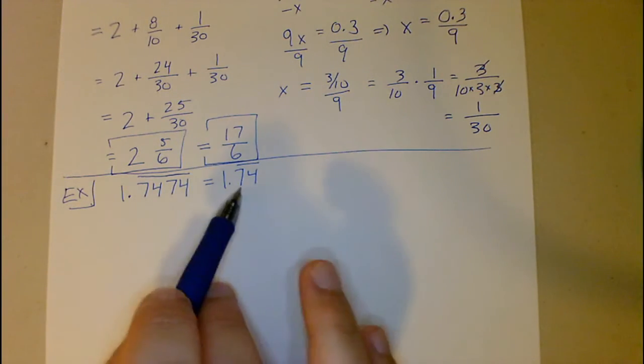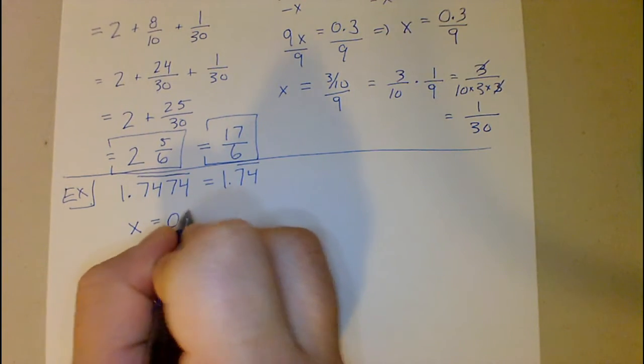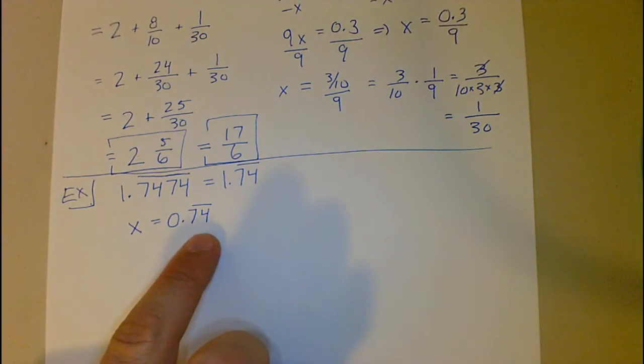And so let's forget about the 1 for the time being. Let's call x equal to 0.74 repeating. I'm going to multiply that by 100 on both sides.